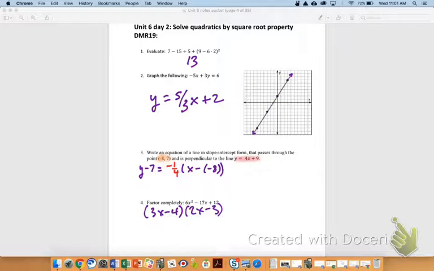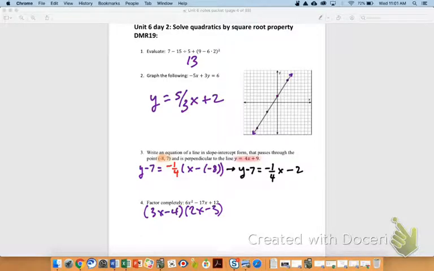So then it does ask for this answer in slope-intercept form. So what would be my first step to get this to slope-intercept form? Y by itself. Yep. Maybe a distributive property. Maybe add 7. Either way, you can do it. I'll do the distributive property first. So it'd be y minus 7 equals negative 1/4 x minus 2, right?